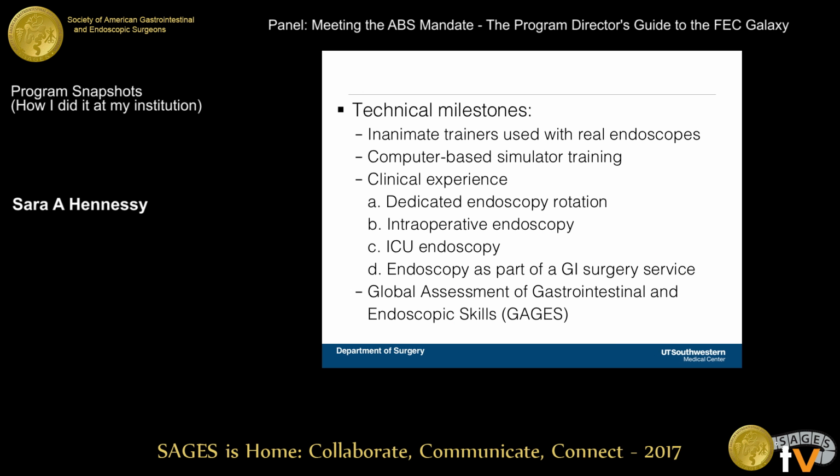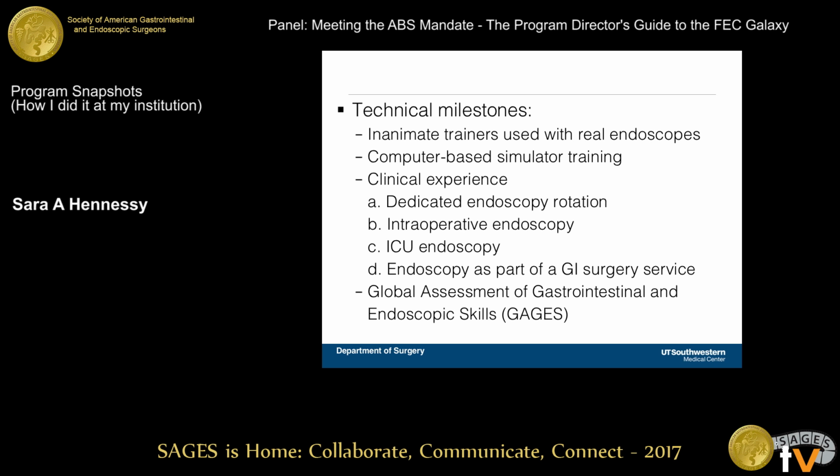The technical milestones that they want everyone to achieve is training on inanimate trainers with real endoscopes, and some sort of computer-based simulator training if possible. The clinical experience that they want all residents to achieve is a dedicated endoscopy rotation, intraoperative endoscopy, ICU endoscopy, and then endoscopy as part of a GI surgery service.